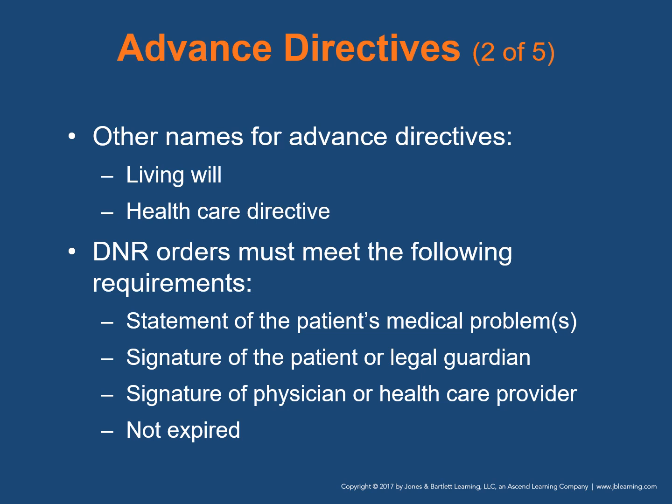To be valid, DNR orders must meet the following requirements. There must be a clear statement of the patient's medical problem or problems, a signature of the patient or their legal guardian, signature of one or more physicians or other licensed healthcare providers, and DNR orders with expiration dates must be dated in the preceding 12 months to be validated.